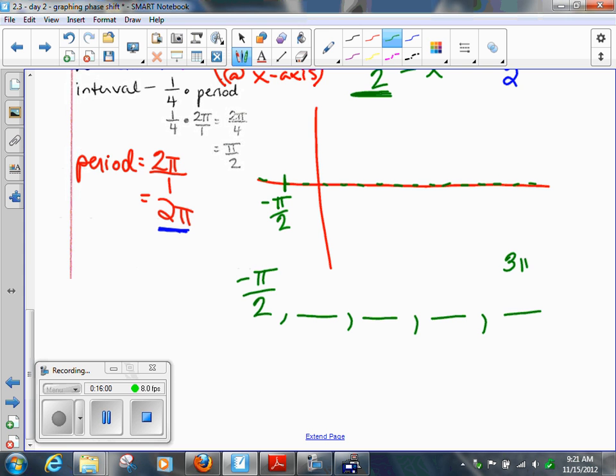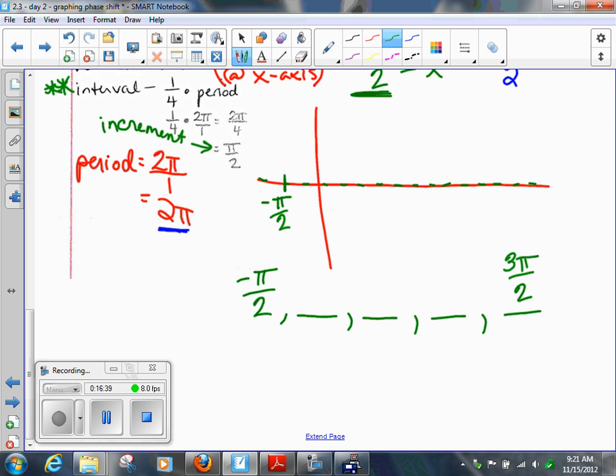I'm going to end up at 3 pi over 2. How am I going to get my interval? Do you see right here where I have the interval? Put a star by this. 1/4 of the period. You're going to do this every time. Okay? Why am I choosing 1/4 of the period? Because that's telling me my increment. 1/4 of the period gives me the increment by which I'm going to add.